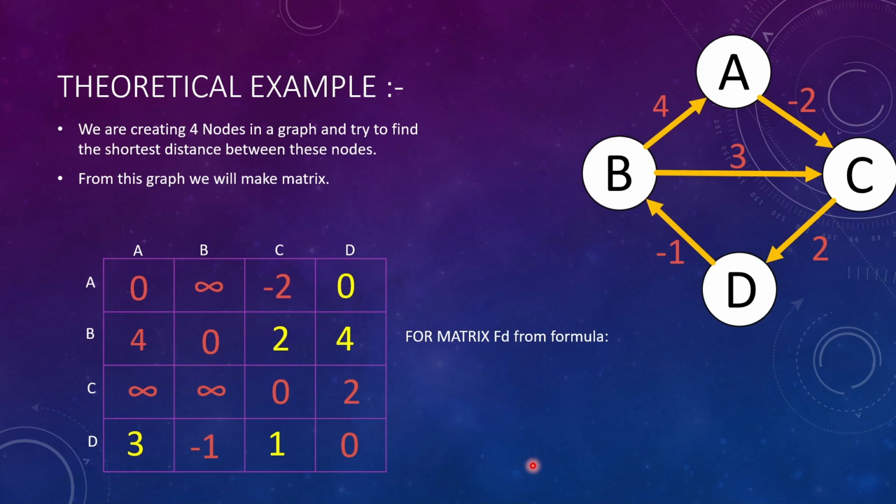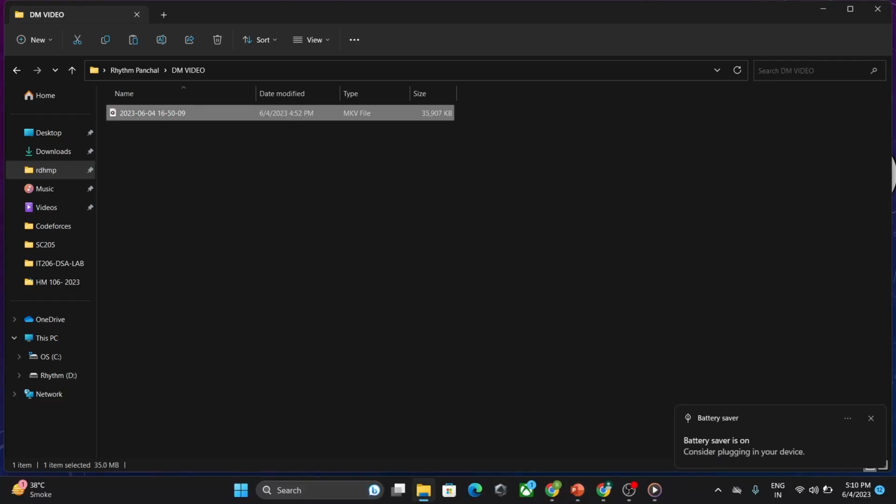Now we will do the same thing for node D. We will go from one node to another via D. So first we will go from A to B. Previously A to B was infinity, but we will go from A to B via D. So A to D is 0 and D to B is minus 1.